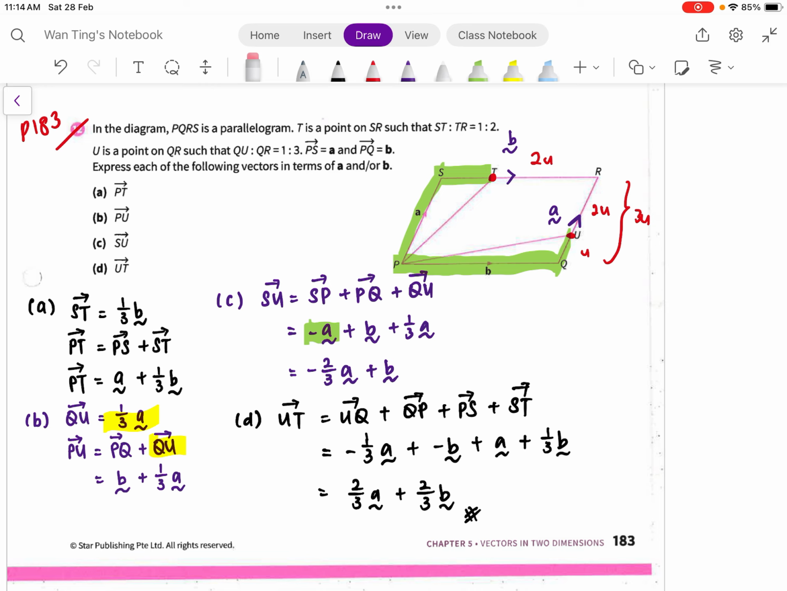So U to Q is -1/3 A, not 1/3 A, because of the opposite direction. If you compare this, it is opposite, so it's negative. Then negative B, same thing. It is negative for the opposite direction from P to Q. Plus A plus 1/3 B. With that, I will get 2/3 A plus 2/3 B.